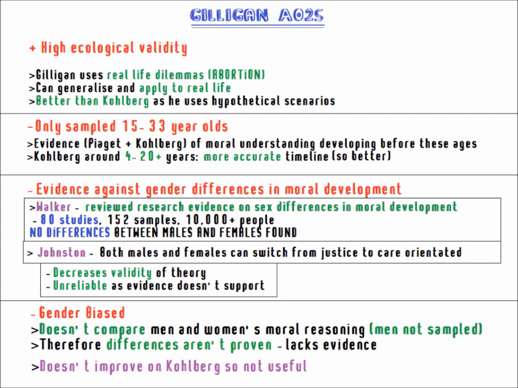It is also, ironically, gender biased as it doesn't compare men and women's moral reasoning, as men weren't sampled for the abortion dilemma. Therefore, the differences aren't proven and it lacks evidence. As the theory doesn't improve on Kohlberg, it's not useful.